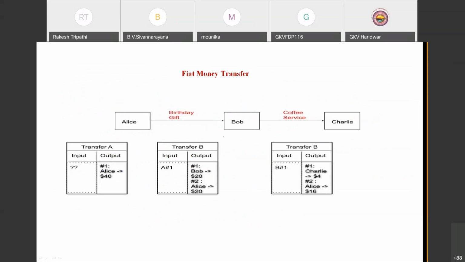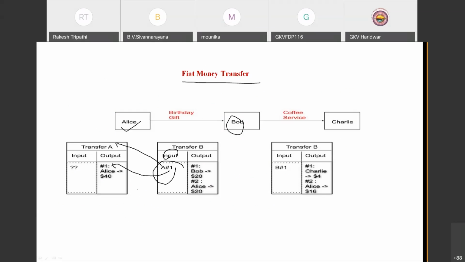Now let us take fiat money transfer, how it takes place. Typically in fiat money, if Alice wants to transfer money to Bob as a birthday gift, the transaction should be logged this way. I am giving an analogy of how Bitcoin does it and how we do it in fiat. In the input, in transaction A at index 1, whatever I got, $40, that I am spending.